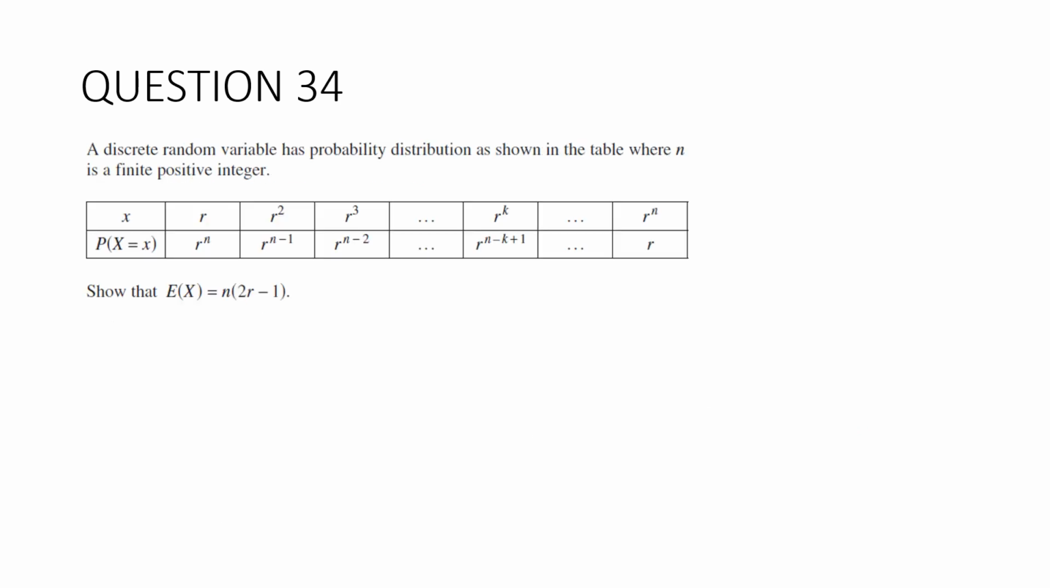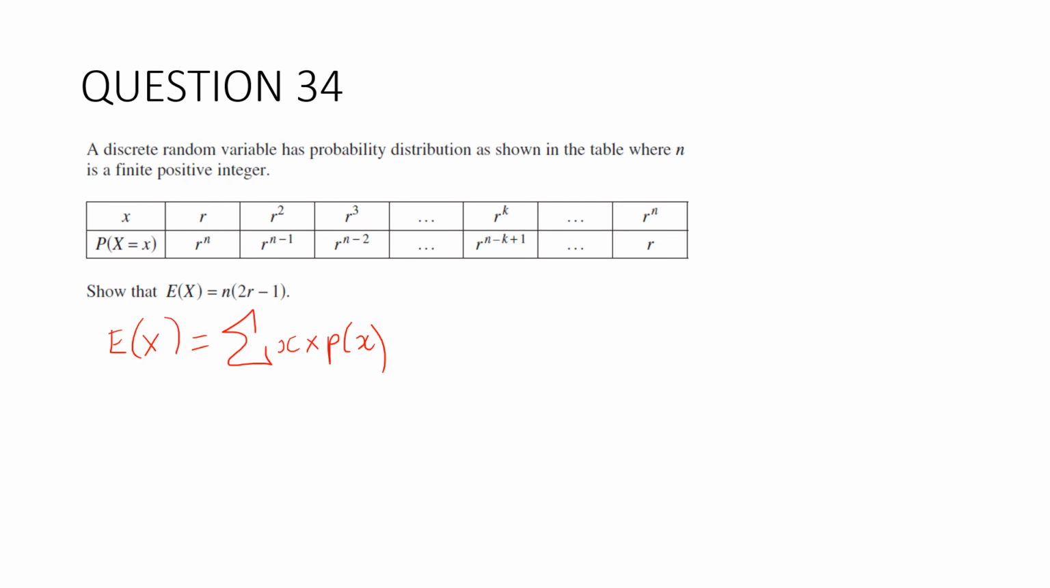Okay, last question. A discrete random variable has a probability distribution as shown in the table where n is a finite positive integer. Show that E of X, the expected value of X, is n multiplied by 2r minus 1. So remember that the expected value is given by this formula, sigma x times P of x. And we multiply, we go this times this, plus this times this, plus this times this, etc., etc.